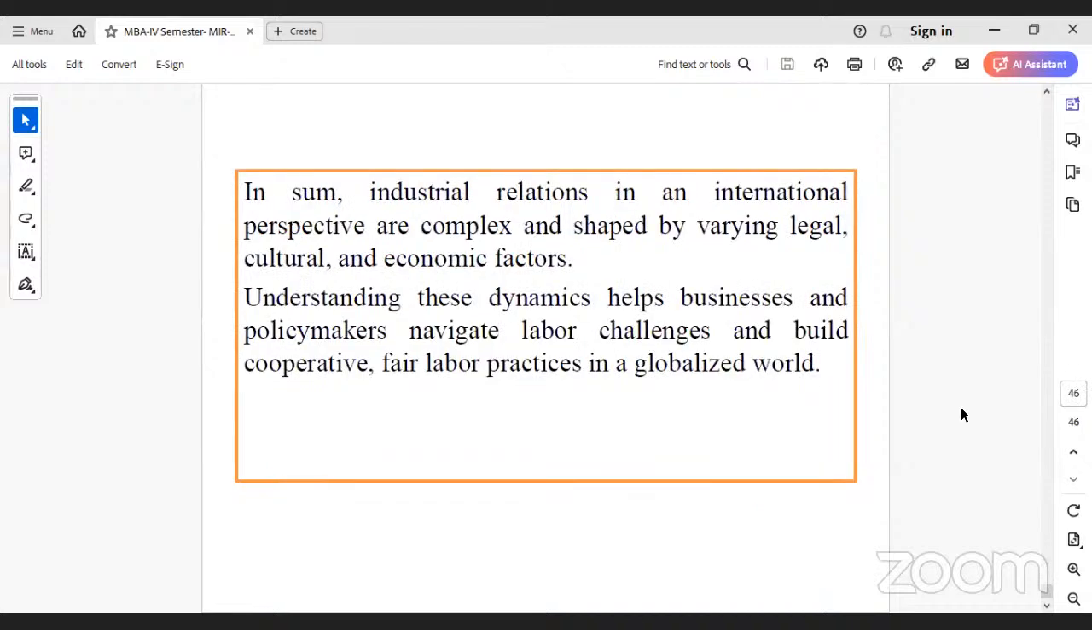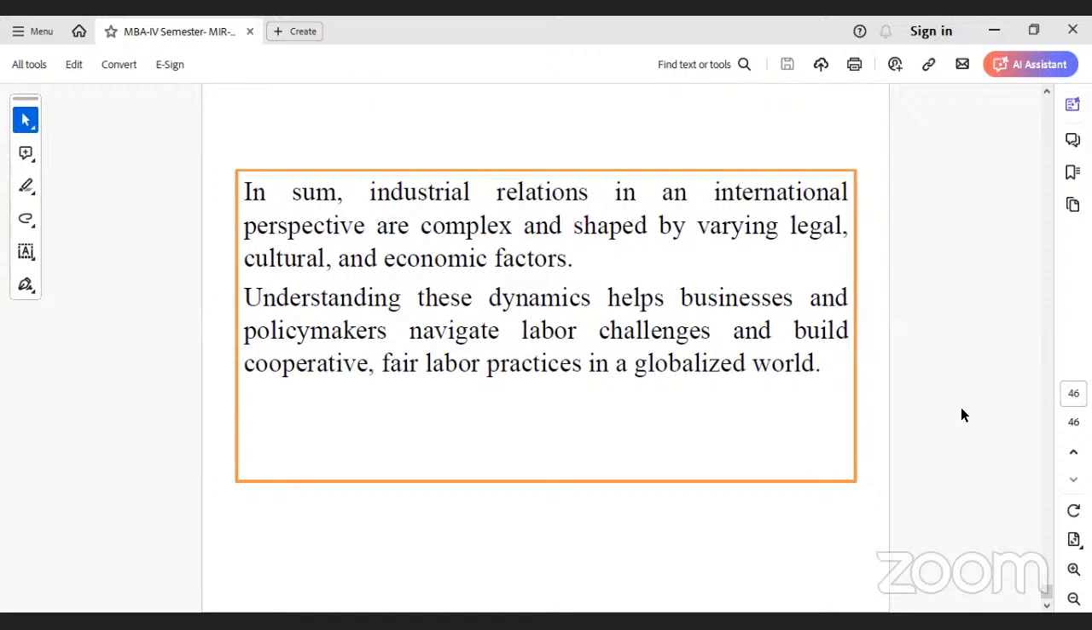In summary, industrial relations in the international perspective are complex and shaped by varying legal, cultural, and economic factors. So we cannot put it in a single dimension. Social, economic, cultural, and legal factors are going to be there at the organizational level. Understanding these dynamics helps businesses and policymakers navigate labor challenges and build cooperative, fair labor practices in the globalized world.